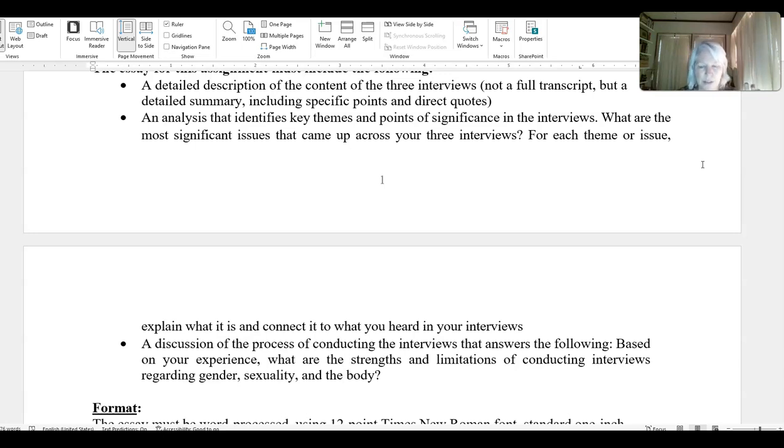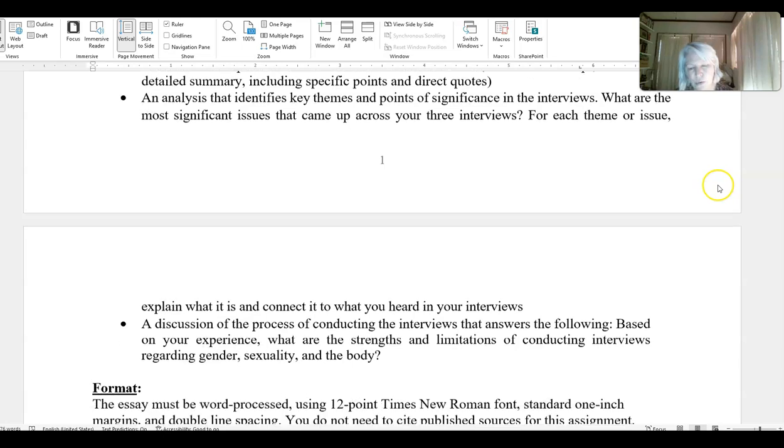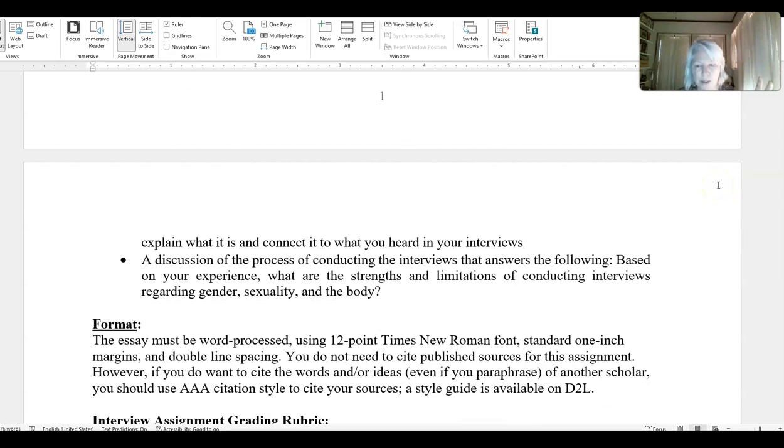And then the final part of the paper is I want you to reflect on the actual experience of doing interviews, right? Part of the idea here is to think about the research methods that anthropologists use. So the prompt for this part is, what do you think are the strengths and limitations of conducting interviews regarding gender, sexuality, and the body? So there's already a few things bundled in there, and I'm going to leave it open to you how you answer this. Part of it is what are the strengths and limitations in general of doing interviews, and part of it is, are there any things that we particularly need to think about in terms of strengths and limitations when we're interviewing on these topics, okay?